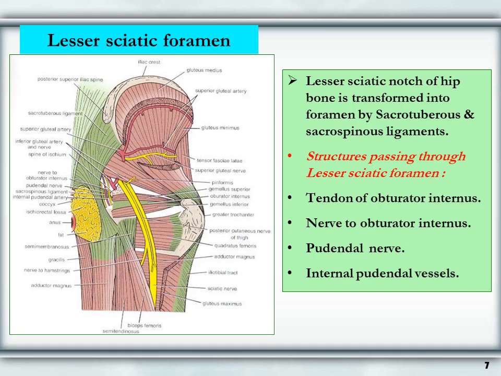The lesser sciatic foramen is formed from the lesser sciatic notch of the hip bone, converted into a foramen by the sacrotuberous and sacrospinous ligaments. The structures passing through the lesser sciatic foramen are the tendon of obturator internus, the nerve to obturator internus, the pudendal nerve, and the internal pudendal vessels.